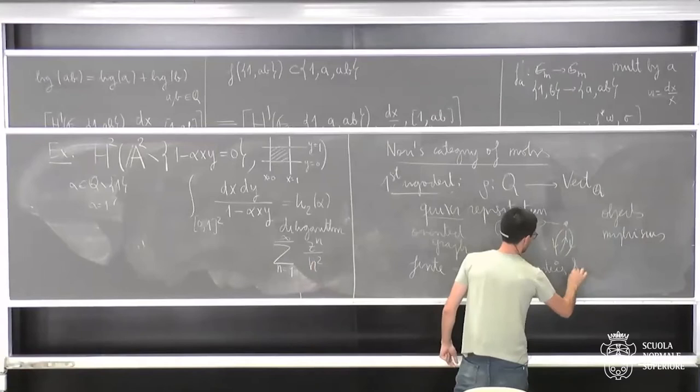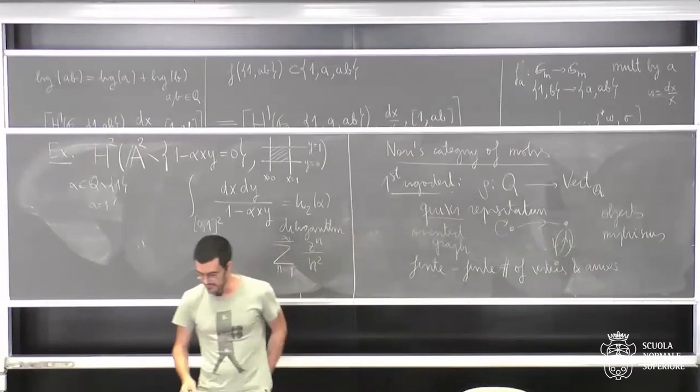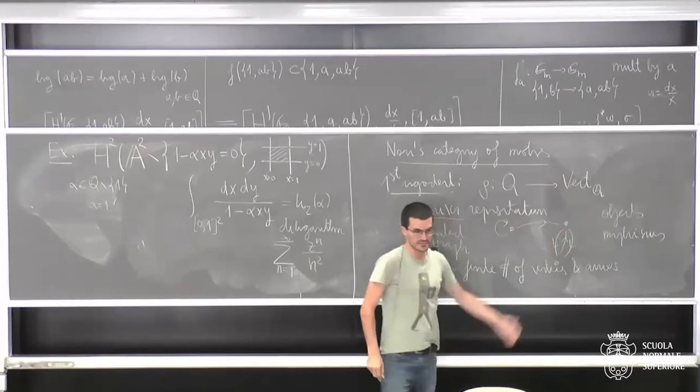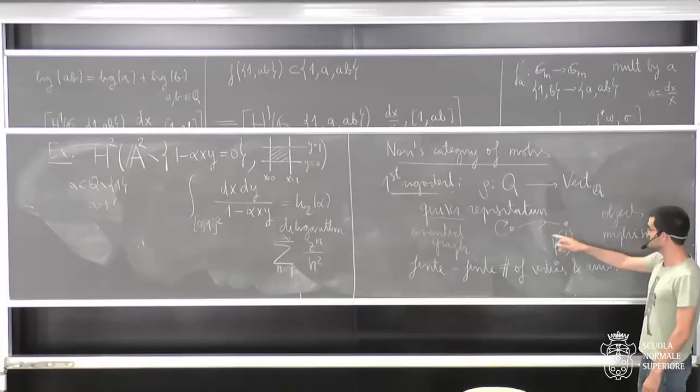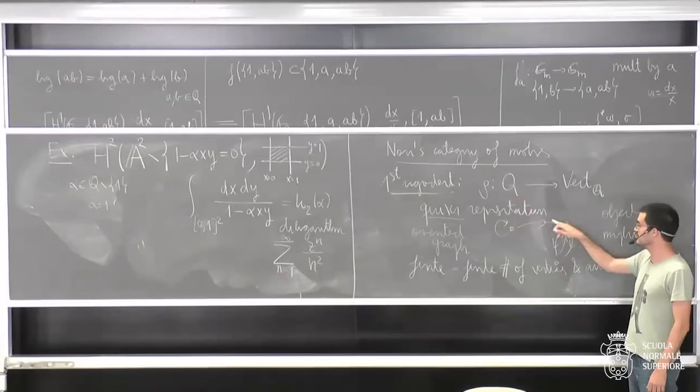That's a quiver, and then what's a quiver representation? If this was a category, you would say a functor to vector spaces. Here it's simply the assignment of a vector space for each vertex in the quiver, and of an endomorphism of the corresponding vector spaces for the arrows.